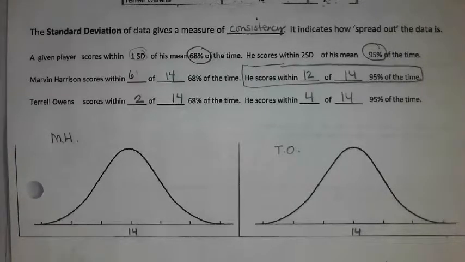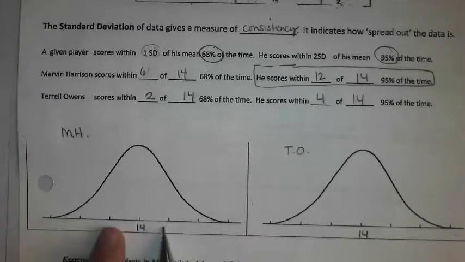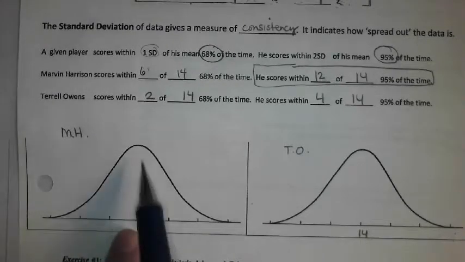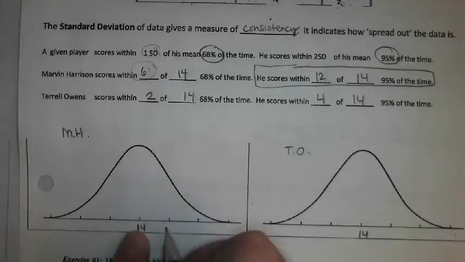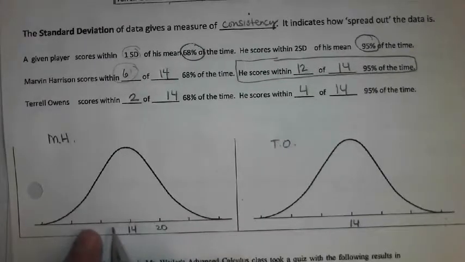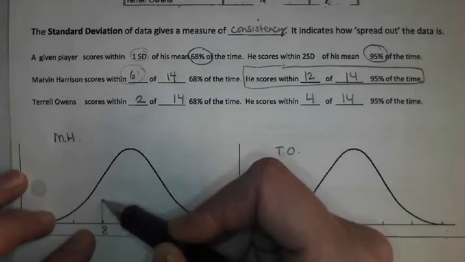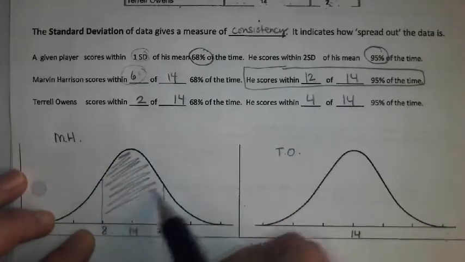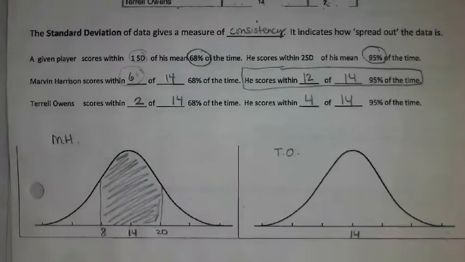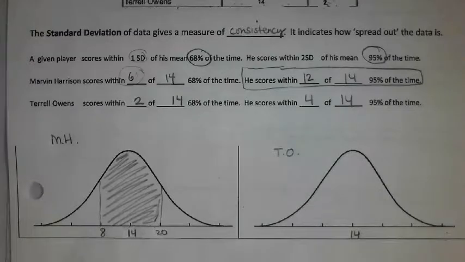So with Marvin Harrison, his labels are going to look a little bit different. If you go out, Marvin Harrison's standard deviation was 6 points. So 6 above 14 would be 20, and 6 below 14 would be 8. If you kind of put a bar up here and shade this in, that's approximately 68% of the area under the curve. We've shaded in 68% of it under the curve.